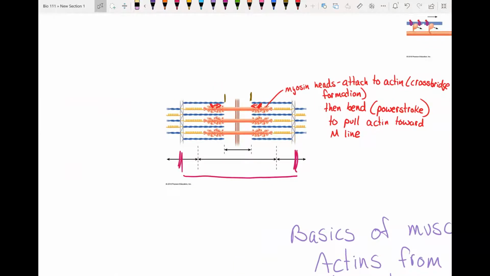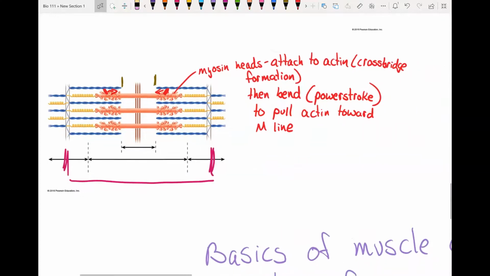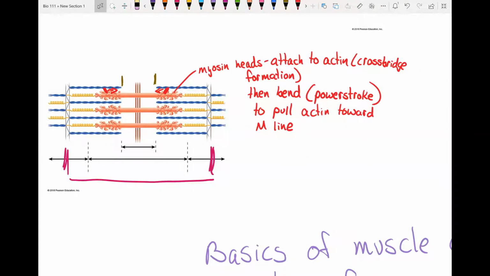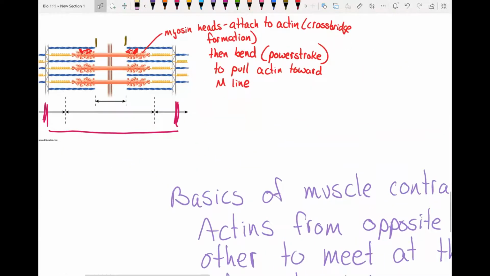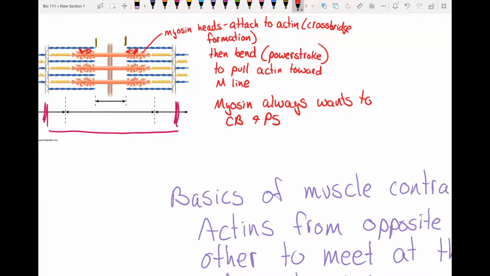Now, you have to have control of this. Your brain decides when you want to move your body, so it's deciding when you're going to contract your muscles. The way you control this is by controlling when you allow cross bridges to form. If it were up to myosin, it would always do this. Myosin always wants to cross bridge and power stroke. Every time it does, your muscle contracts.